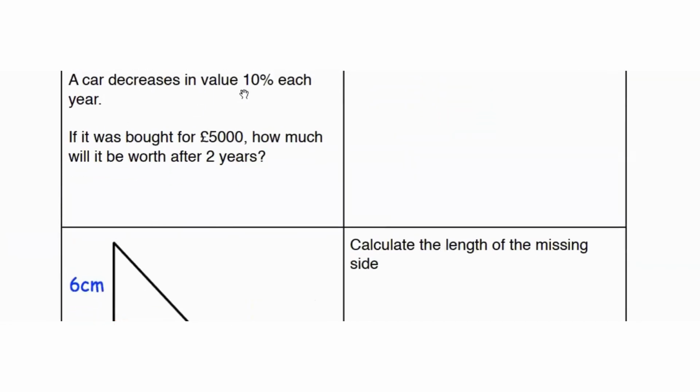A car decreases in value 10% each year. If it was bought for £5,000, how much will it be worth after 2 years?